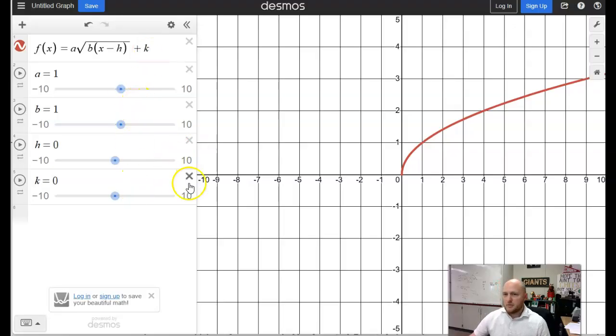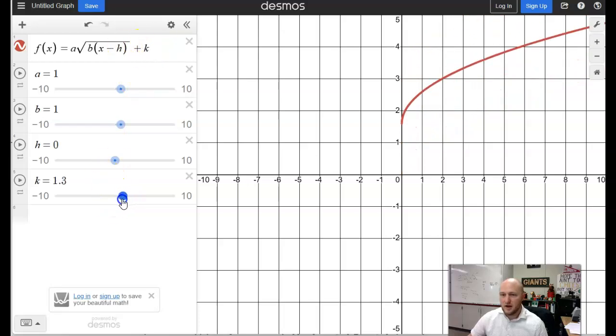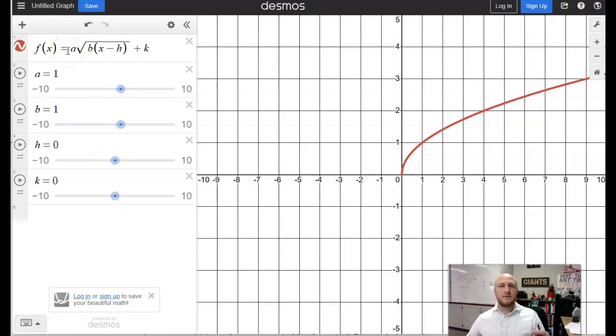Let's next talk about the k value. The k value tacked on at the end will move our graph up or down. Obviously, if k is positive, we're going up. K is negative, we are going down. Okay? So those are the factors that affect the vertical or the y values of a function.